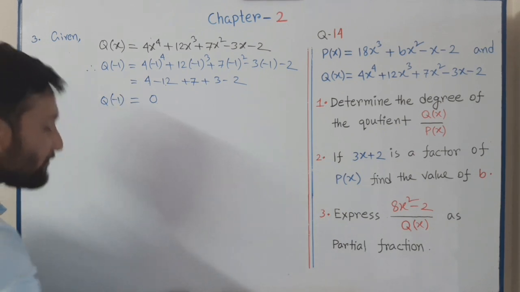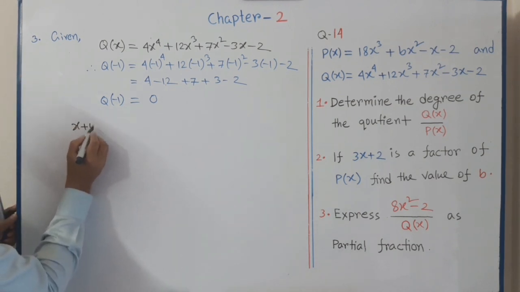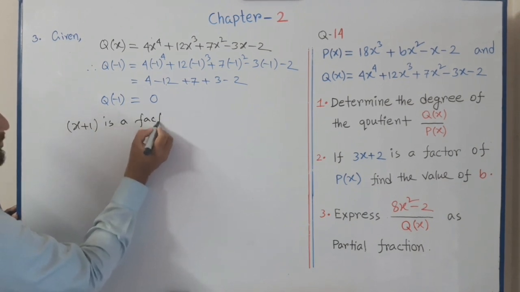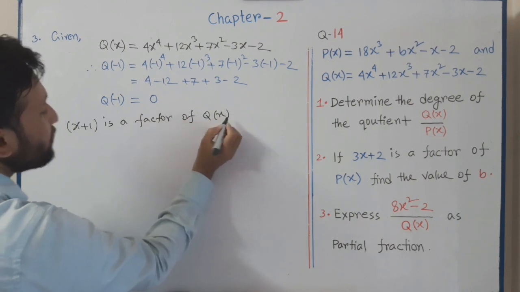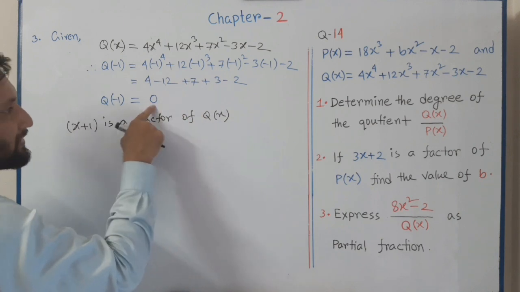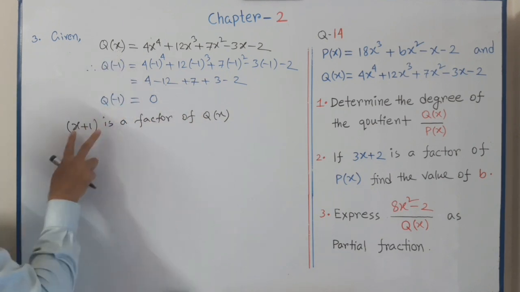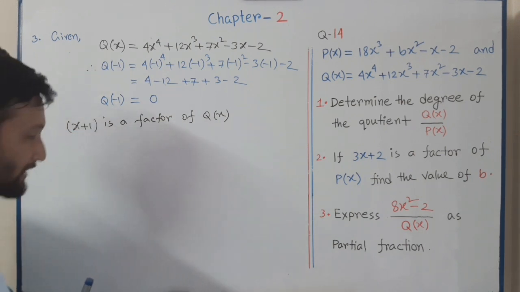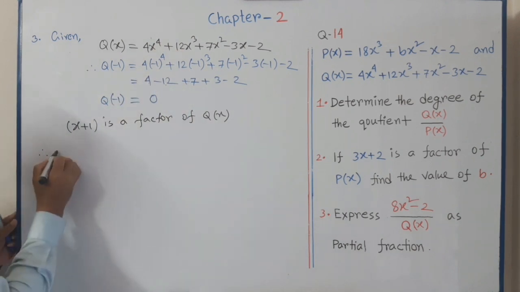So by using the factor theorem, we can say that x plus 1 is a factor of this polynomial q(x), because for the value x equal to minus 1, the polynomial value is 0. That means x plus 1 is a factor of this polynomial. Okay, now we can easily factorize this polynomial. So follow the technique to factorize this.